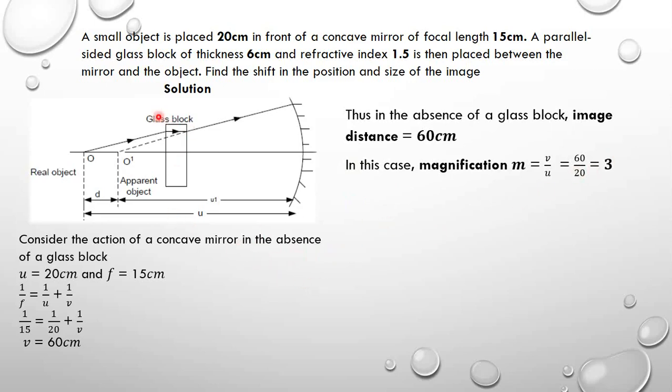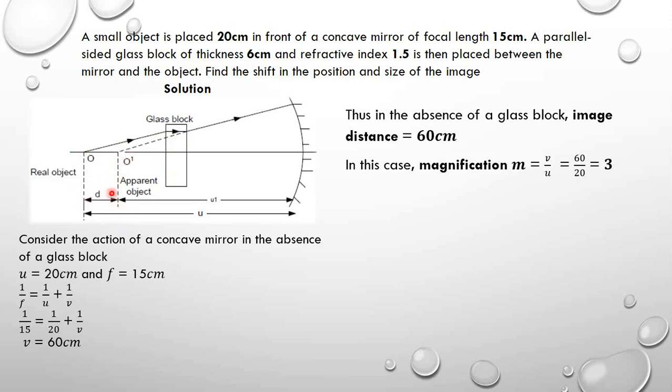Now we are going to place the glass block. The ray which was moving directly to the mirror is now going to meet this glass block, and therefore it is going to undergo a refraction and again a refraction. Because of that, there is going to be a displacement. So this ray which is meeting the mirror is going to appear to come from this point, O prime. That means there has been a displacement, and that displacement was caused by the glass block. That displacement is D.